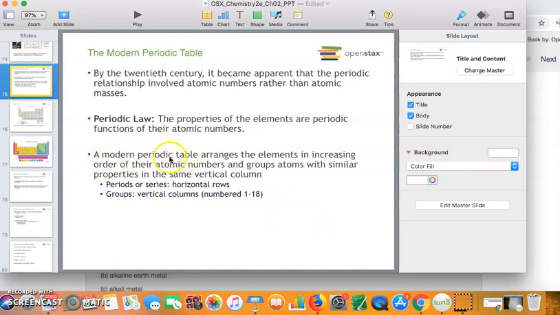Modern periodic tables arrange the elements in increasing order of their atomic numbers and group atoms with similar properties in the same vertical column. Vertical columns are called groups. They're numbered 1 through 18. Periods or series are horizontal rows.